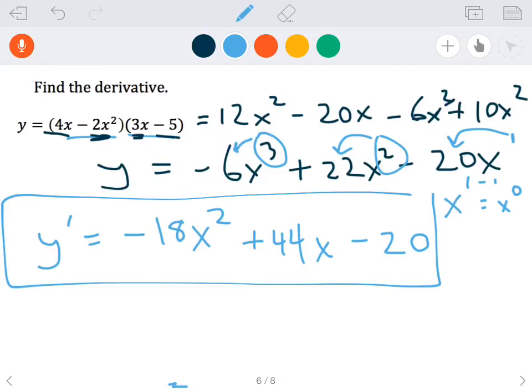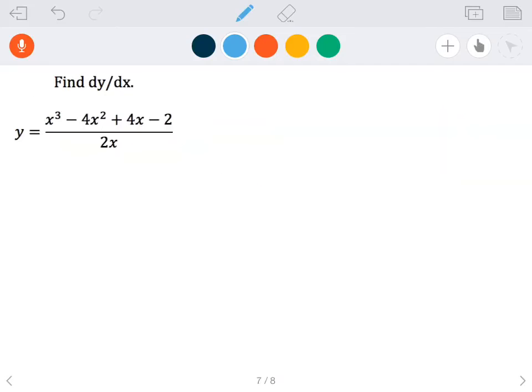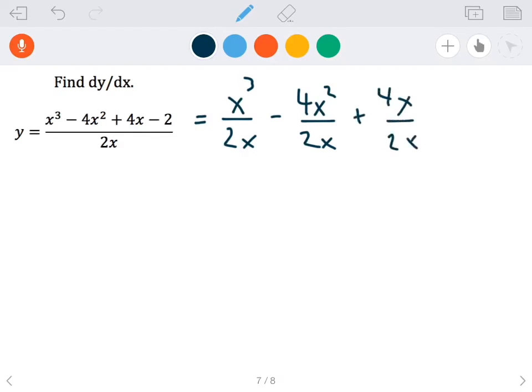Alright, we got one more problem. And I'm in another situation here where I don't know how to find the derivative of a fraction like this. But what I can do is split this up into all of its fractions before I start taking the derivative, and we'll see how things simplify. So I'm going to rewrite this as x cubed over 2x minus 4x squared over 2x plus 4x over 2x minus 2 over 2x. So I've split this up into all my individual fractions.